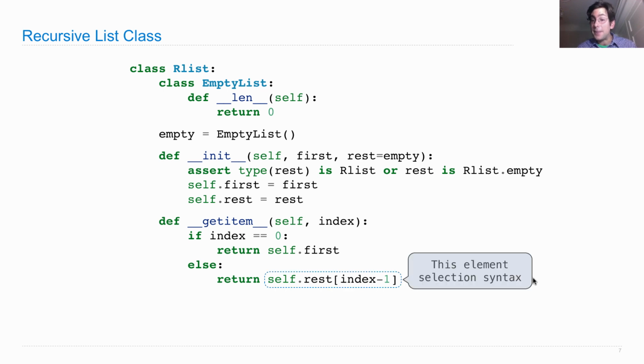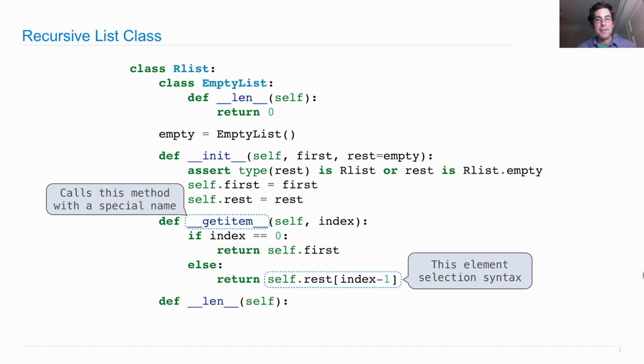Well, this is element selection syntax. And we just learned that what happens when Python evaluates an element selection expression, like this one, is that it looks up the special name __getitem__. So self.rest is an RList, and its __getitem__ method is exactly what we see here. So by writing this expression, all that's going to happen is that we'll call this method that happens to have the special name that defines element selection in Python.